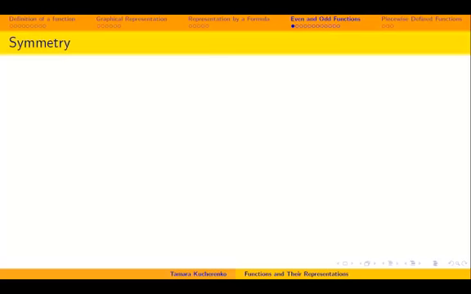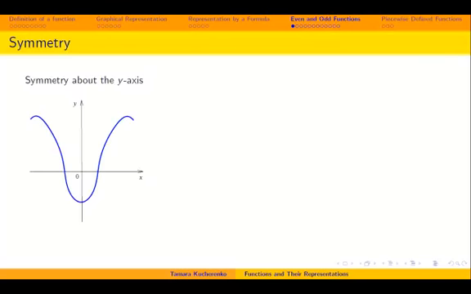It is natural to ask whether functions with symmetric domains are actually symmetric as graphs. So if there is a curve on the xy plane, what type of symmetry can it have? A curve can be symmetric about the y-axis. In this case, the left half of the plane looks like the mirror image of the right half of the plane.